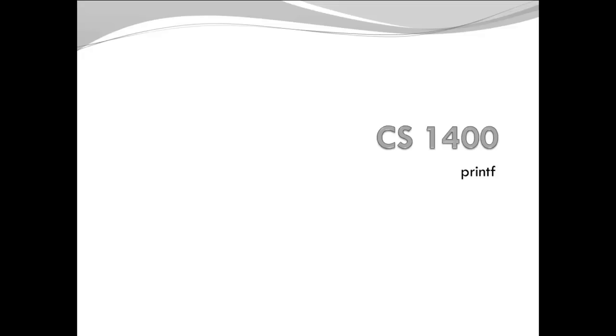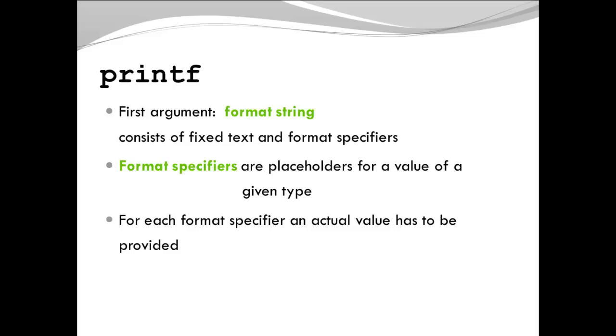In this video, I'm going to introduce you to the printf method. Printf allows you to print formatted output. The first argument of a printf method call is always a format string. It consists of fixed text and it can include format specifiers. Format specifiers are placeholders for a value of a given type. And for each format specifier, an actual value has to be provided.